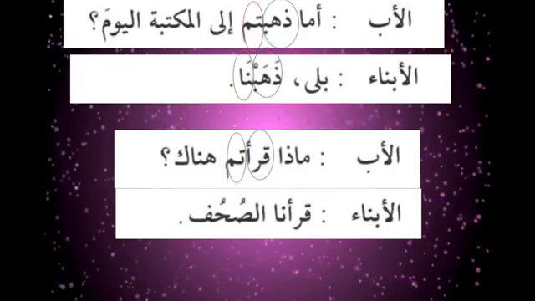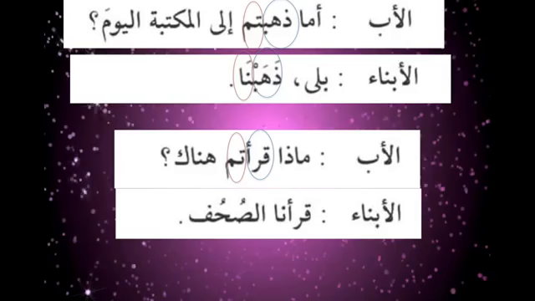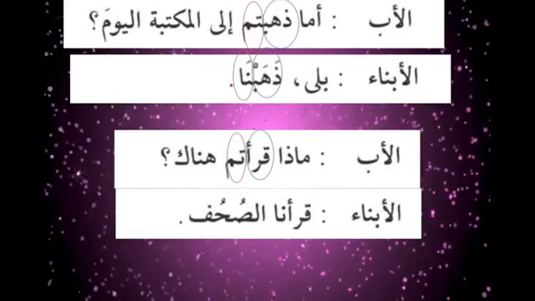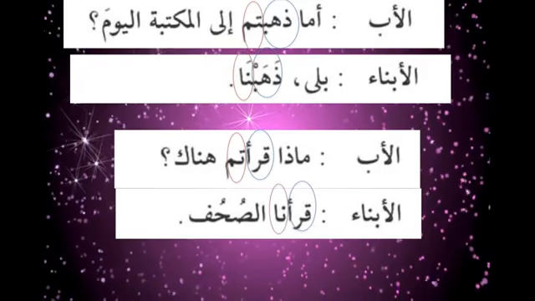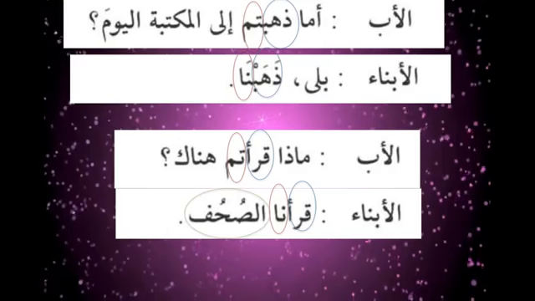So al-abu is asking, madha qara'tum hunaka? Madha means what, so what did you read over there? It is qara'a, and tum is the fa'il. Hunaka is zarf. So what did you read over there? The children say, al-abna'u qara'na. So qara'tum will become qara'na, we read as-suhufa. As-suhufa is the plural of sahifatun, which means paper, newspaper. Suhufa means newspapers. We read newspapers. Fi'l, fa'il and maf'ul bihi.